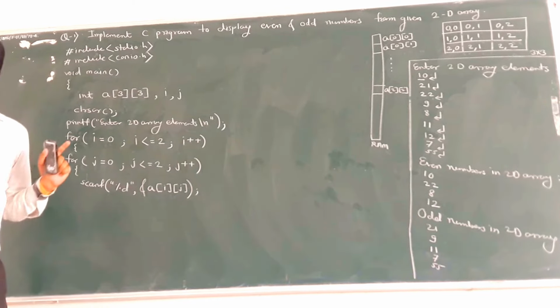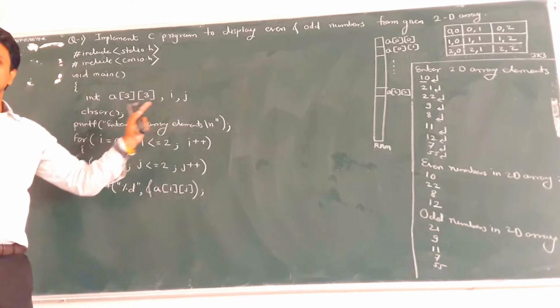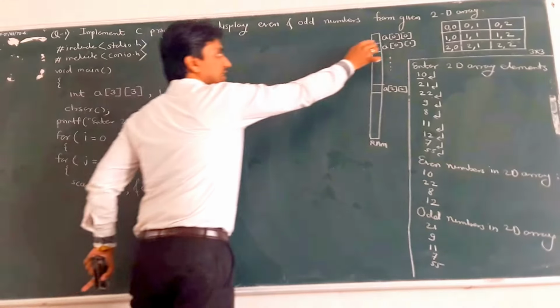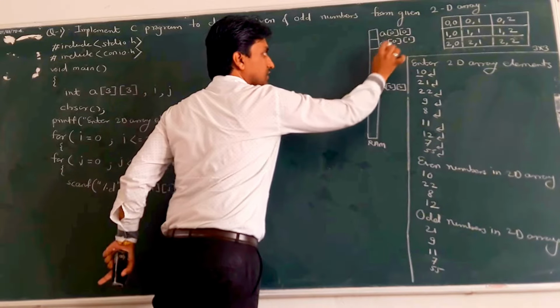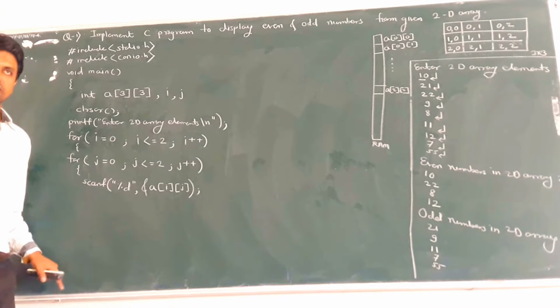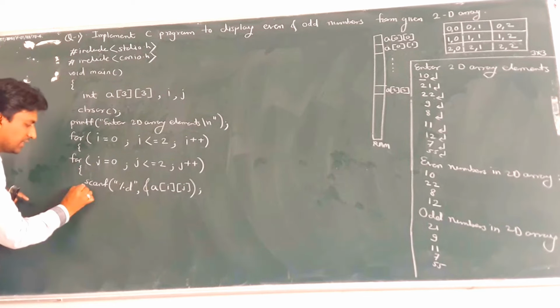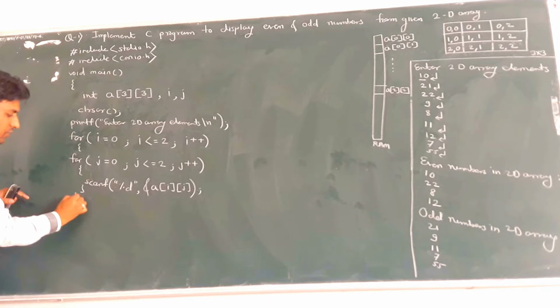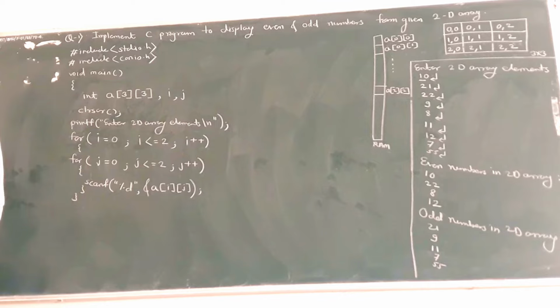So elements are saved row-wise, that is, the first element is saved at a of 0, 0, second a of 0, 1, third a of 0, 2. After that the second row starts. Clear? Then complete this inner for loop, and complete the curly bracket of the outer for loop.